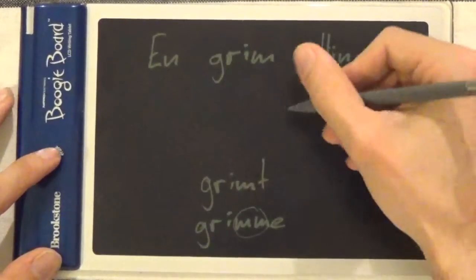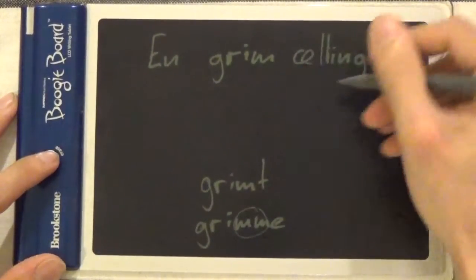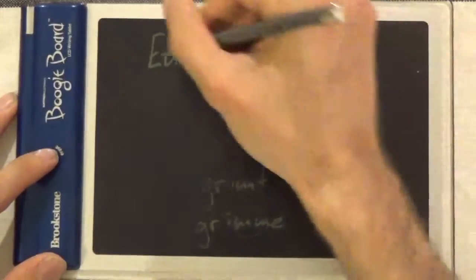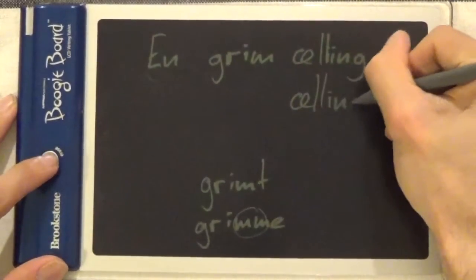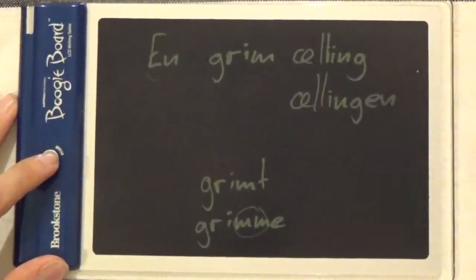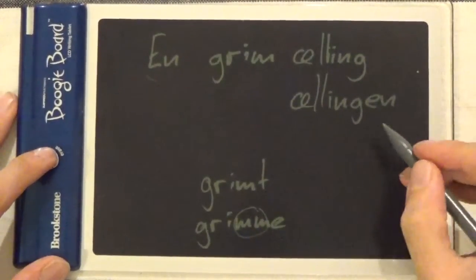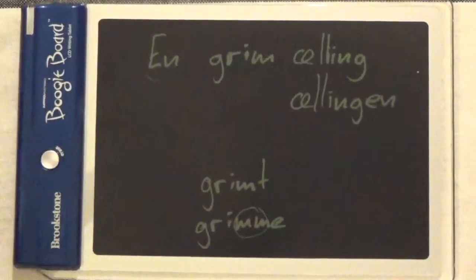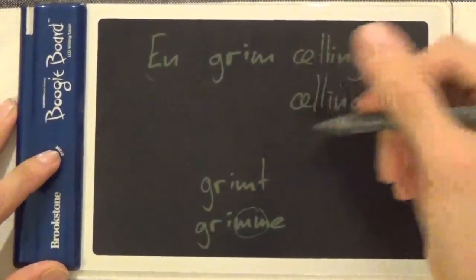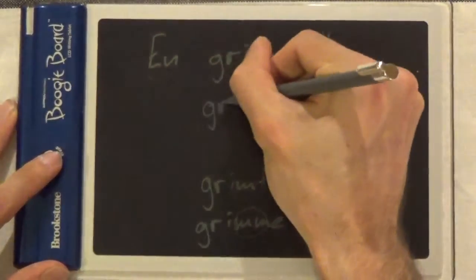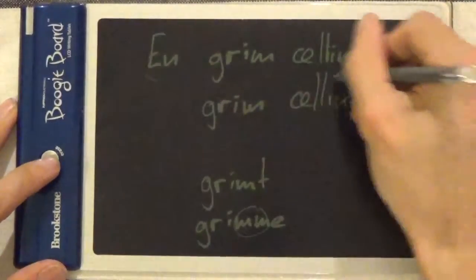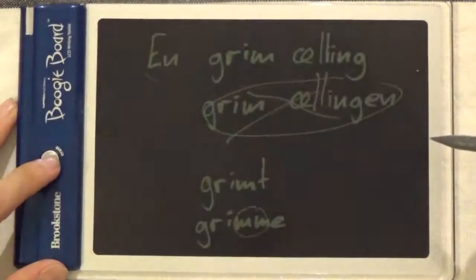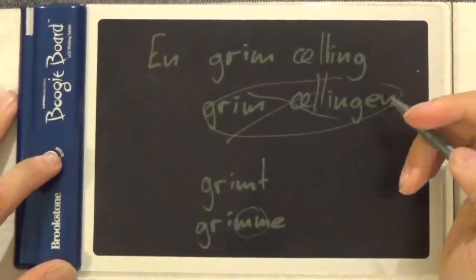So, also, I'll remind you that to say the duckling, what we do is we take this word in front and basically put it at the back. So, ælling becomes ællingen, and that on its own is the duckling. So, logic would suggest that to say the duckling, you simply put the adjective here, grim ællingen, and you've got the duckling. No, unfortunately that is not how you would form that.